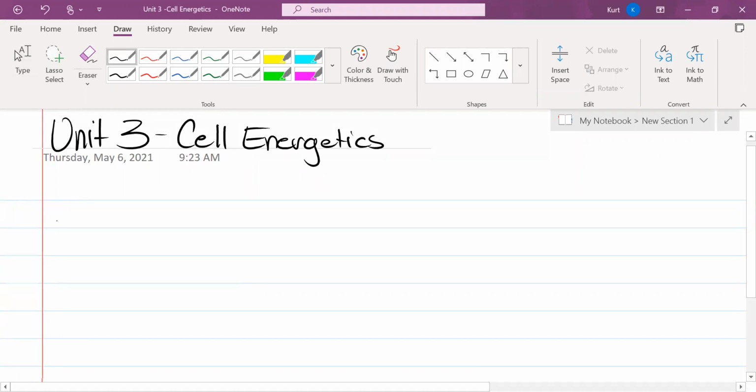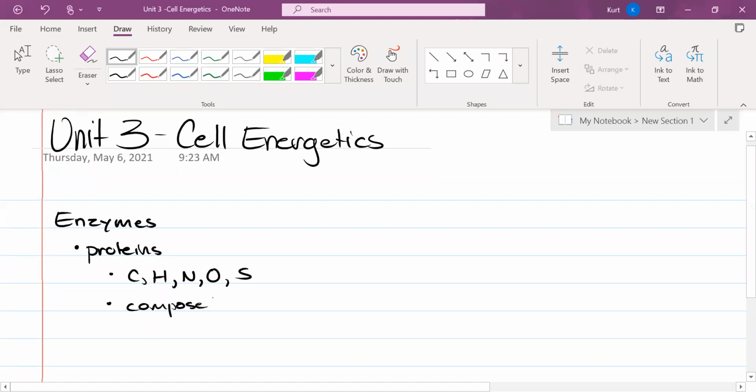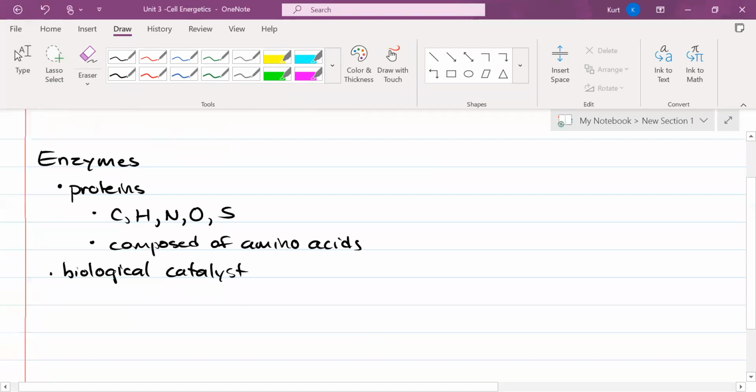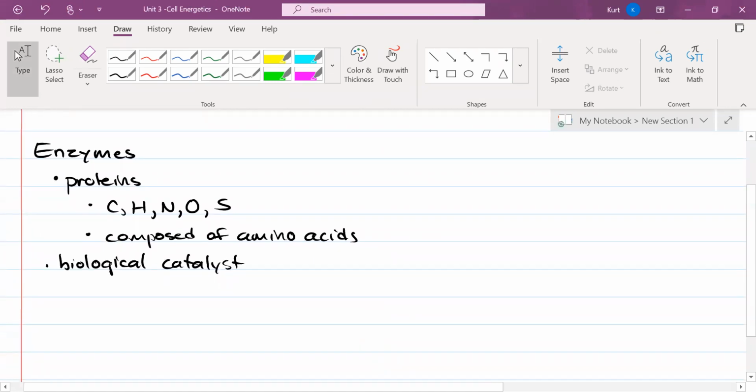Here we go. The first thing we're going to talk about is enzymes. We talked about them on Tuesday, but we're going to do it again. Enzymes are proteins. This means that they are composed of carbon, hydrogen, nitrogen, oxygen, and sulfur, and they're composed of amino acids. Enzymes are biological catalysts. A biological catalyst, any catalyst for that matter, does not get used up in a reaction, but it helps reactions go faster and use less energy. That's the whole idea of the catalyst, all right?